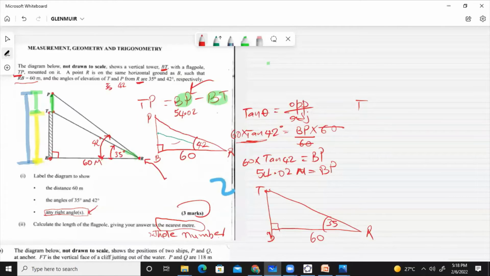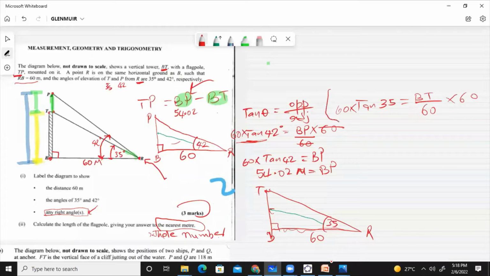So you realize that it's the same thing you're doing again, only that you're using a smaller angle because we intend to find BT right there. So we're going for BT with the same tangent rule. This time I'm just going to put in the value. Tangent of 35 is equal to the opposite side, which is BT, divided by 60, which is the adjacent side. Now you can multiply both sides by 60 again.